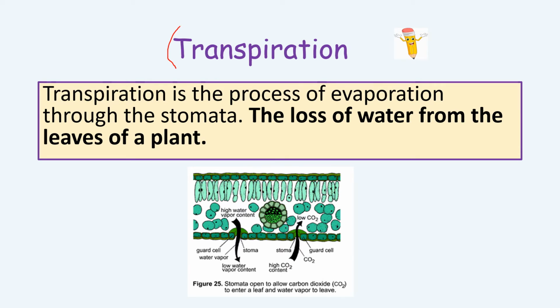So you need to know the definition of transpiration. You need to write it out over and over again so you know it. So transpiration is the process of evaporation through the stomata. So it's the loss of water from the leaves of a plant. So the evaporation of water from the leaves of the plant is transpiration. So write it out over and over again, say it over and over again, but make sure you know it.